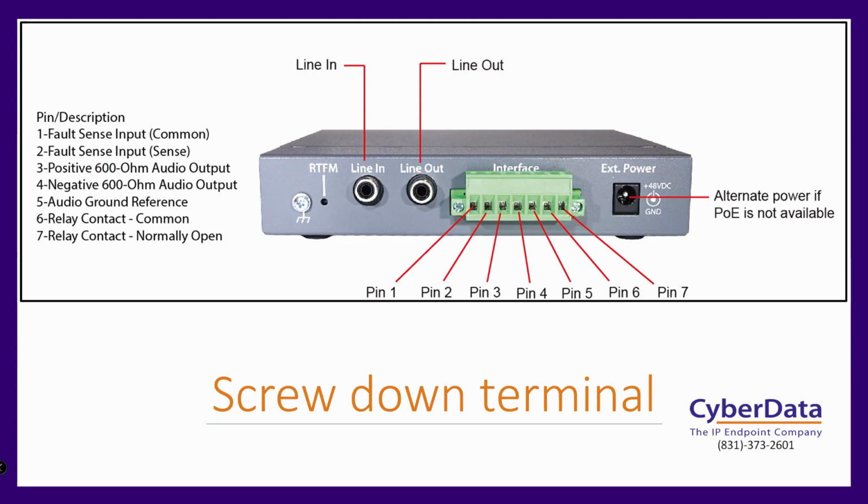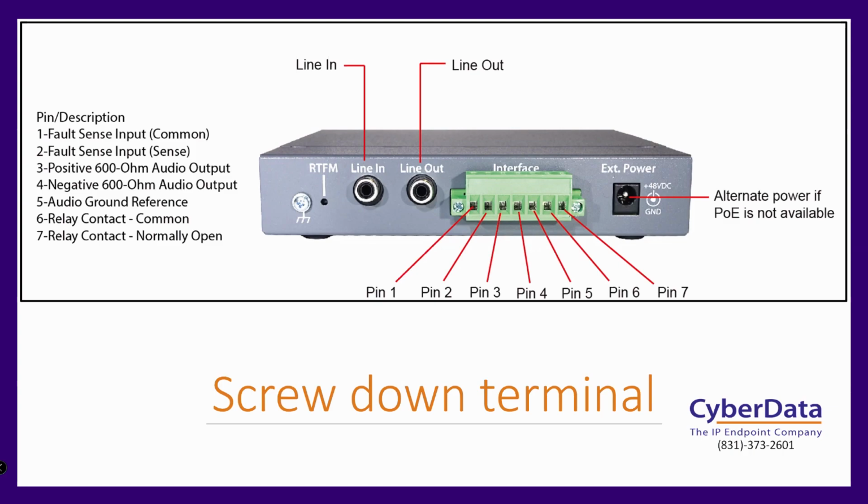But to just quickly go over the pins and everything on here, because there are different connections on here, and it's always good to specifically mention all the different pin connections. From left to right, of course, we've got pins 1 and 2, which are our fault sense inputs. 3, 4, and 5 are going to be your tip and ring connections.